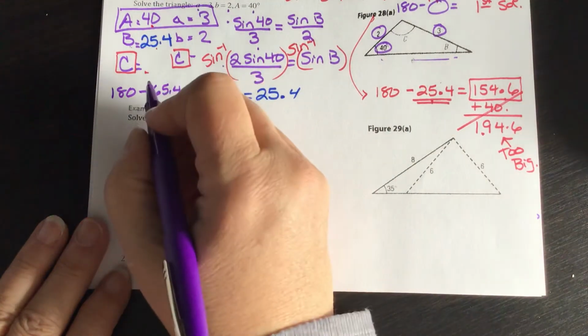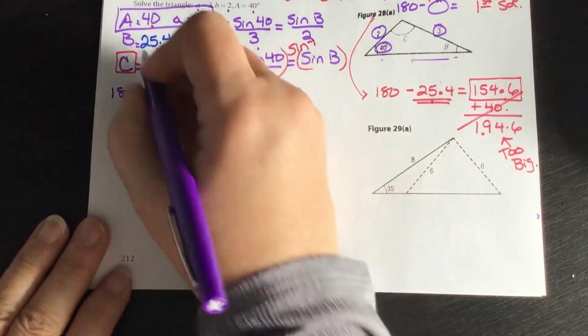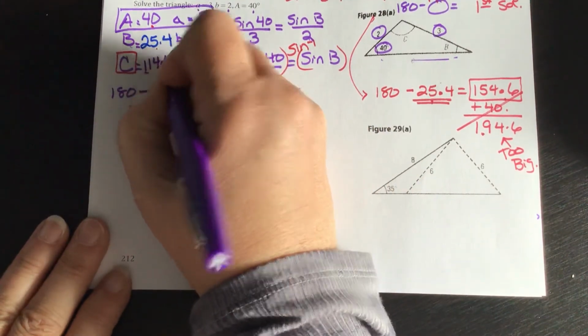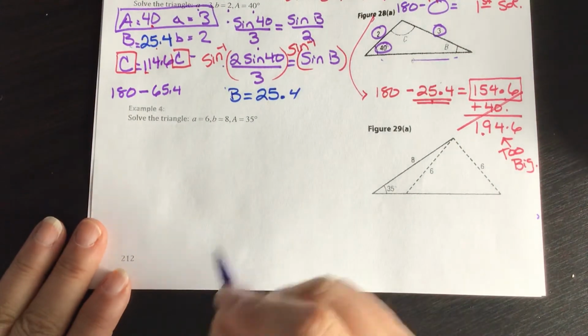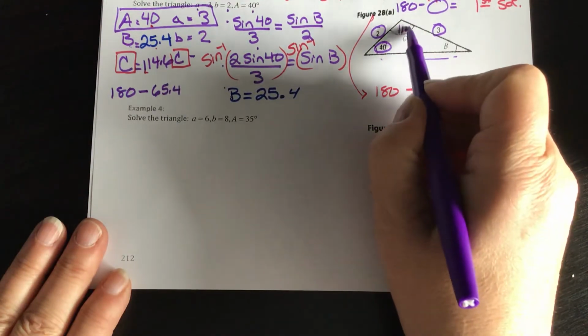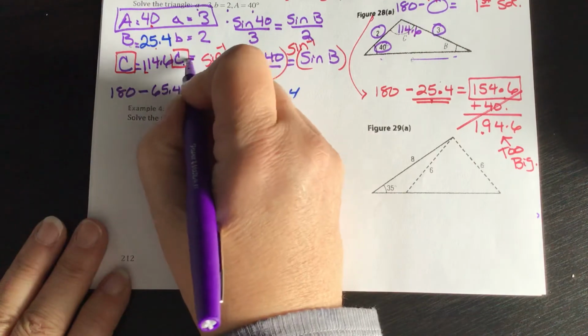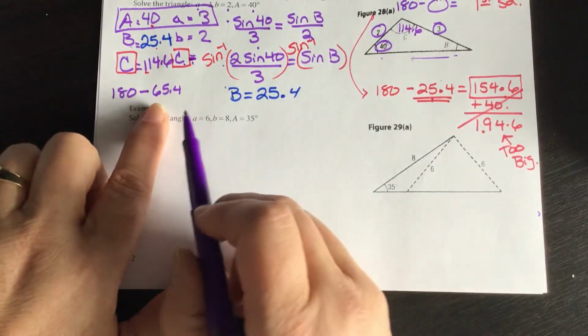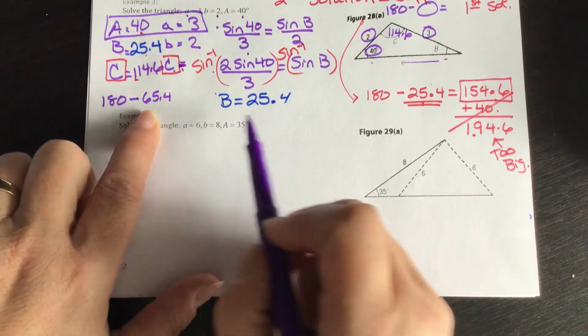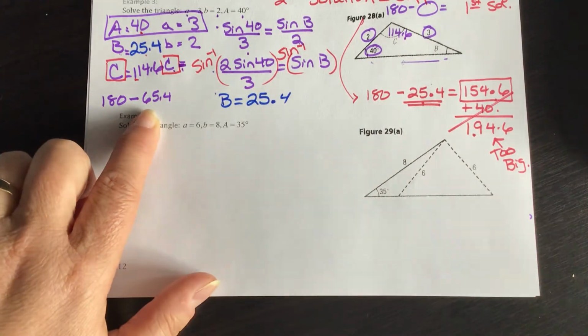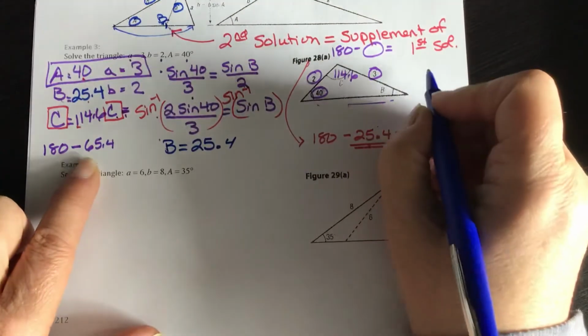That angle is 114.6. All right, so angle C, 114.6. The length of side C is going to be, we need to do a ratio here, and I'm running out of room. So let's do that over here.